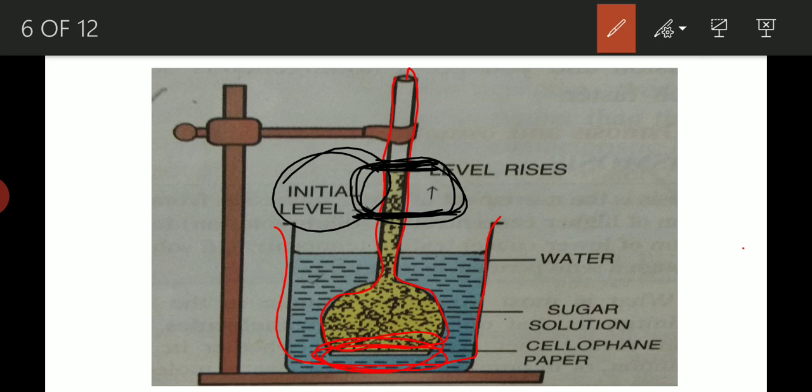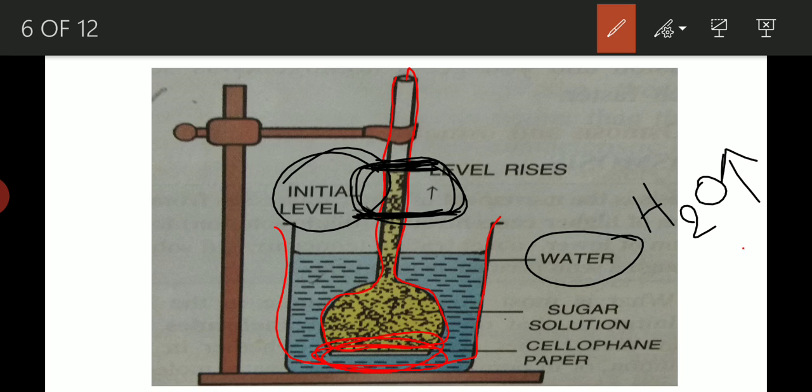Why is this happening? Because cellophane paper is a semi-permeable membrane, so it will allow the movement of water molecules. Now where are water molecules present more, in water or in sugar solution? Obviously in water; the water molecule concentration is more than in the sugar solution. So you already know that osmosis occurs through a semi-permeable membrane. You already have a semi-permeable membrane in the form of cellophane paper, and there will be a movement of water molecules. But the water molecules will move from where to where? From a region of higher concentration to a region of lower concentration.